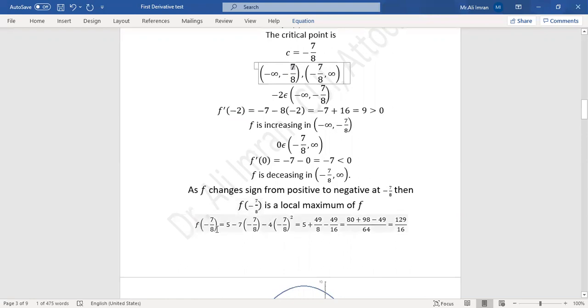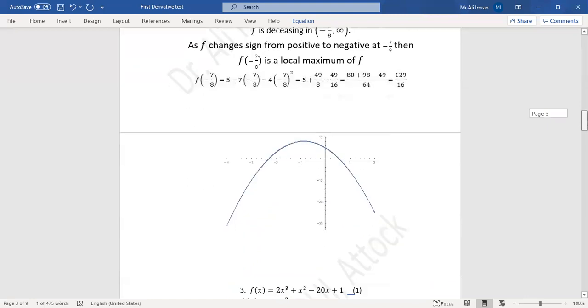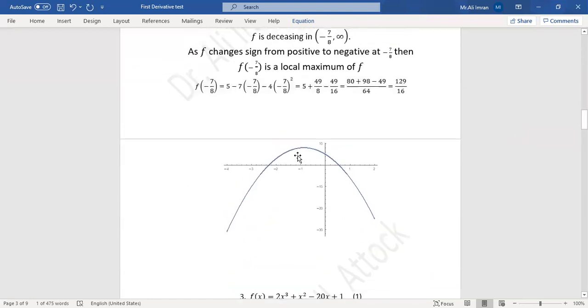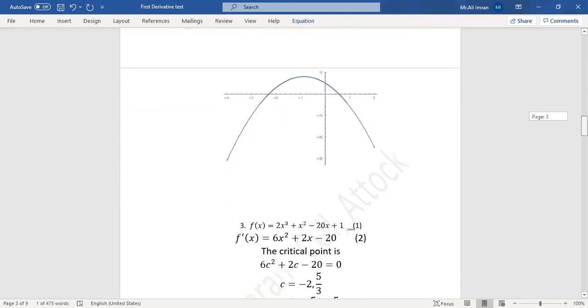F of minus 7 by 8 is equal to 5 minus 7 times the value of x, minus 7 by 8, minus 4 x square, minus 7 by 8 square. If we calculate this, we find the maximum value of the function is equal to 129 divided by 16. At last, the graph of the function: this will be the point where the function has the maximum value, that is 129 divided by 16. This is the sole point at which the function has the maximum value.